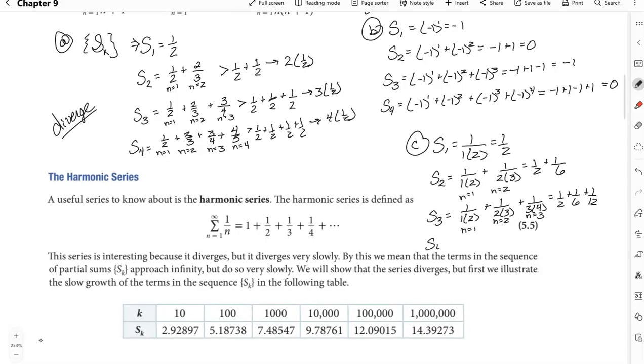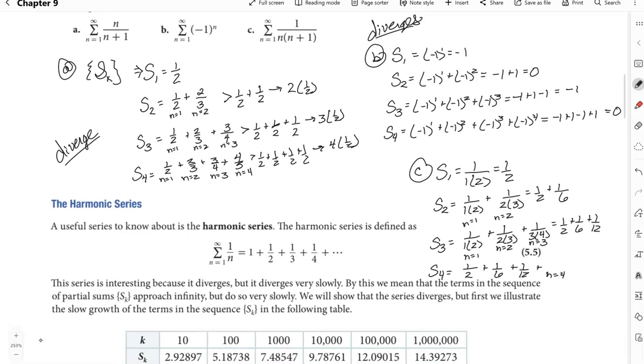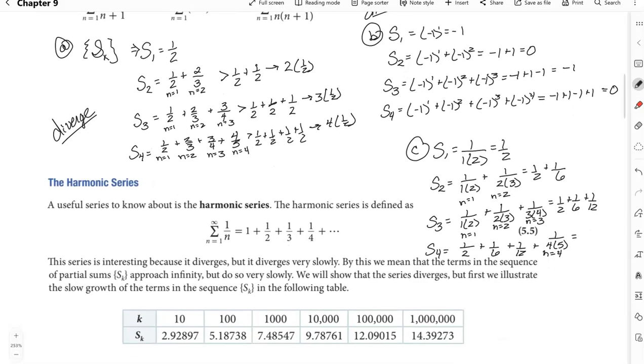And we'll look at S4. So this is going to be 1/2 plus a 6th plus a 12th, just following those first 3 terms. And then now when I plug in 4, I'm going to have 1 over 4 times 5. So that's going to be 1/2 plus a 6th plus a 12th plus 1/20th.